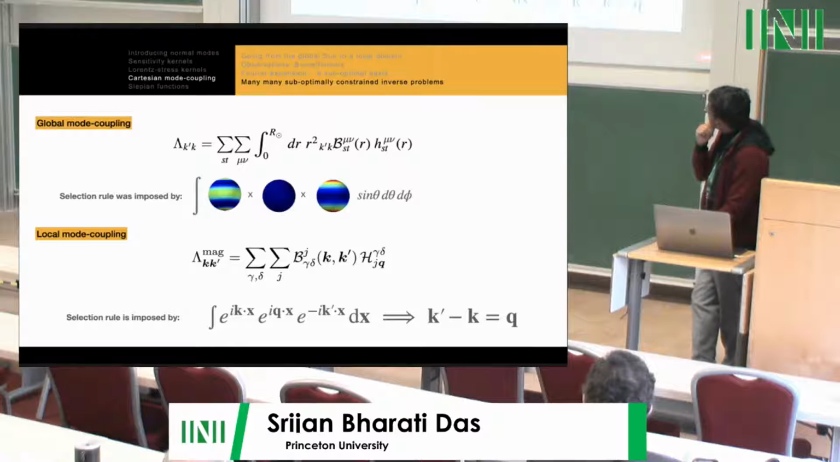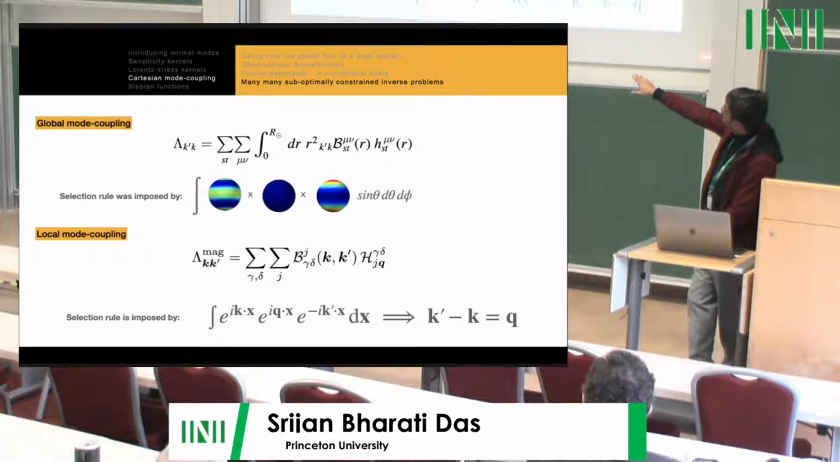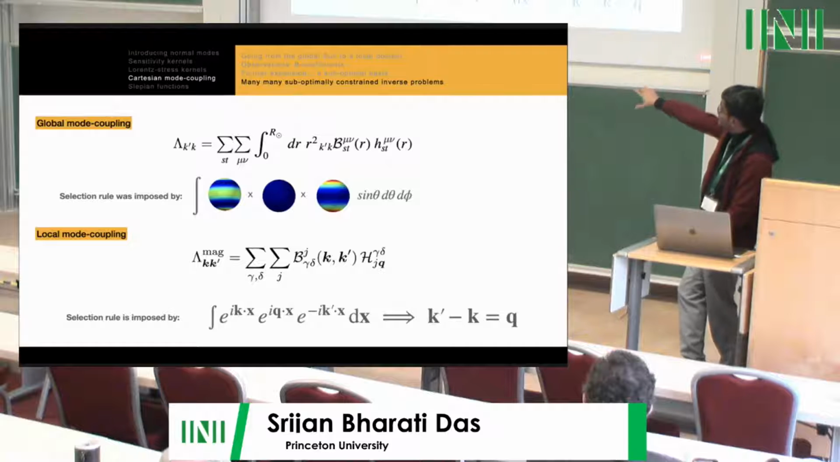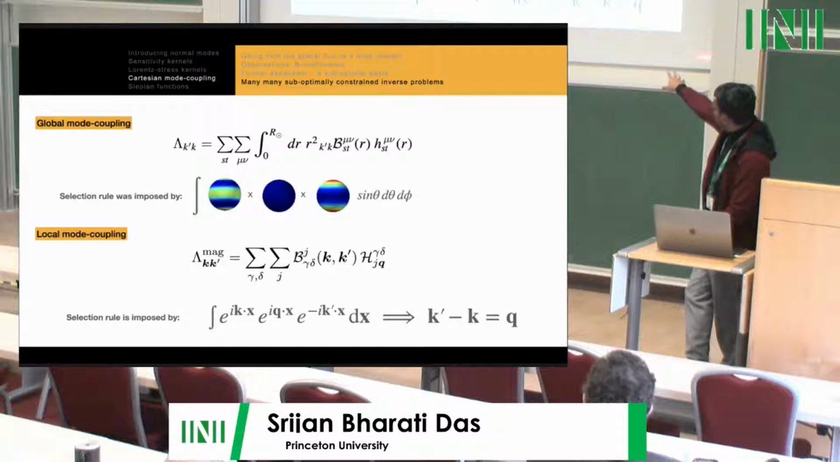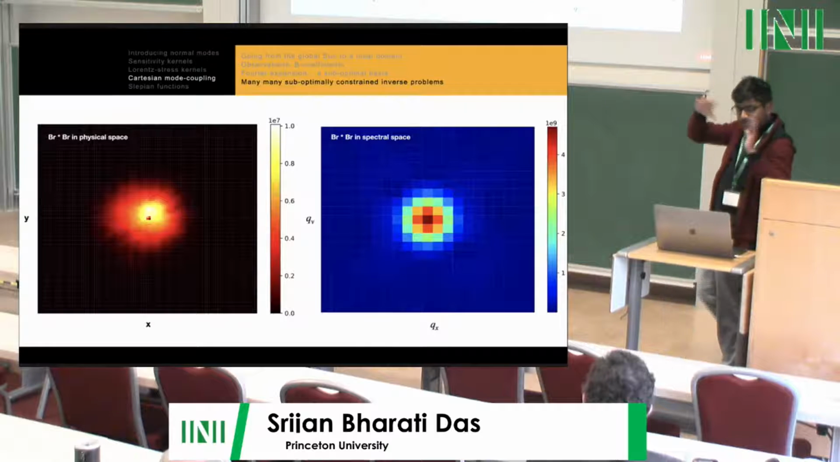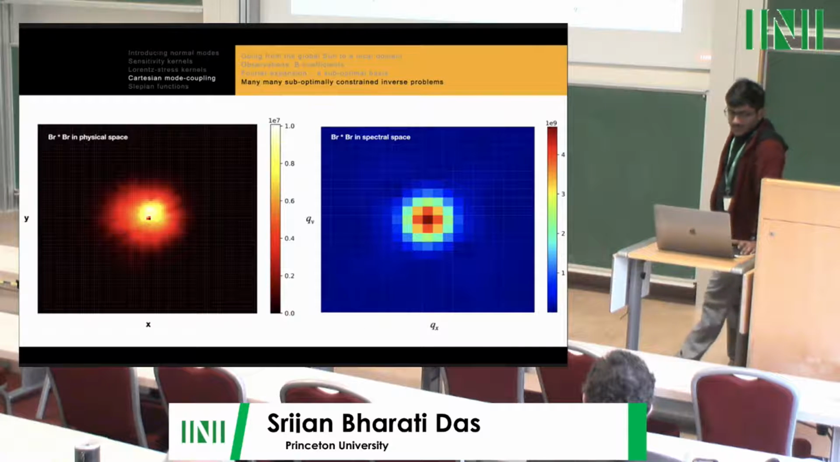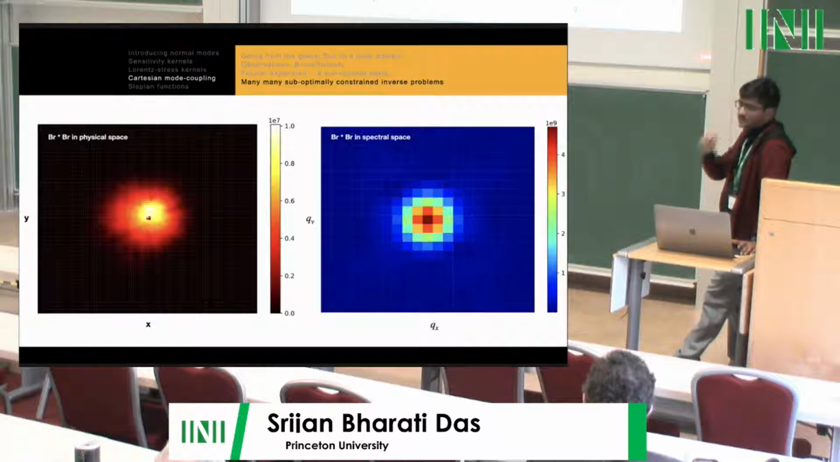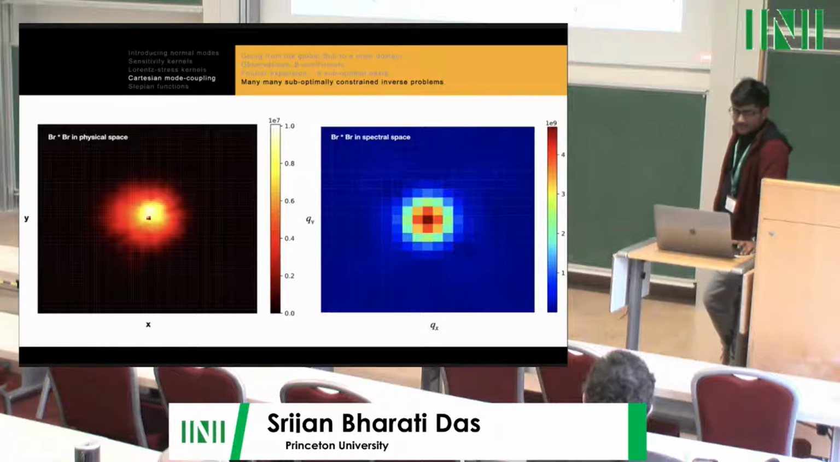I think I've already talked about this, but for local mode coupling, all these spheres get replaced by exponentials, which are plane waves, and that gives you the selection rule I was talking about. Coming back to some visual pictures, if we have a sunspot and we look at B_r squared, the vertical magnetic field component, that's the picture in the spatial domain on the left, and in the frequency domain, that's what it looks like on the right.